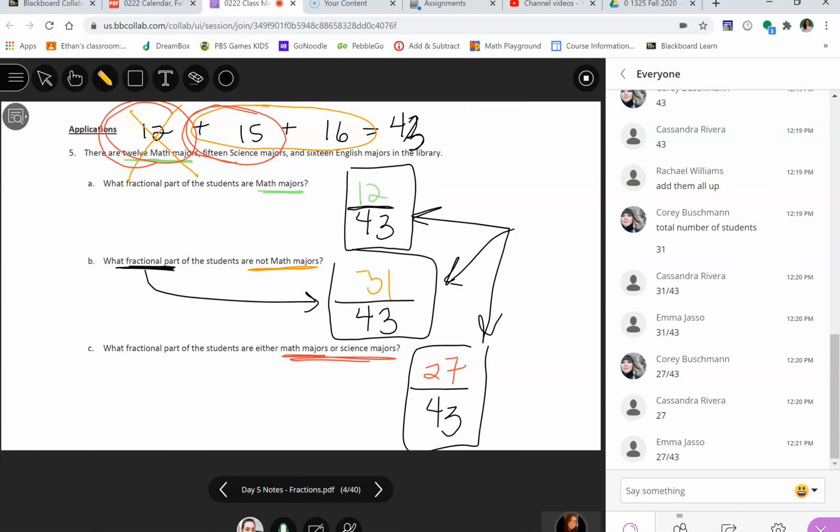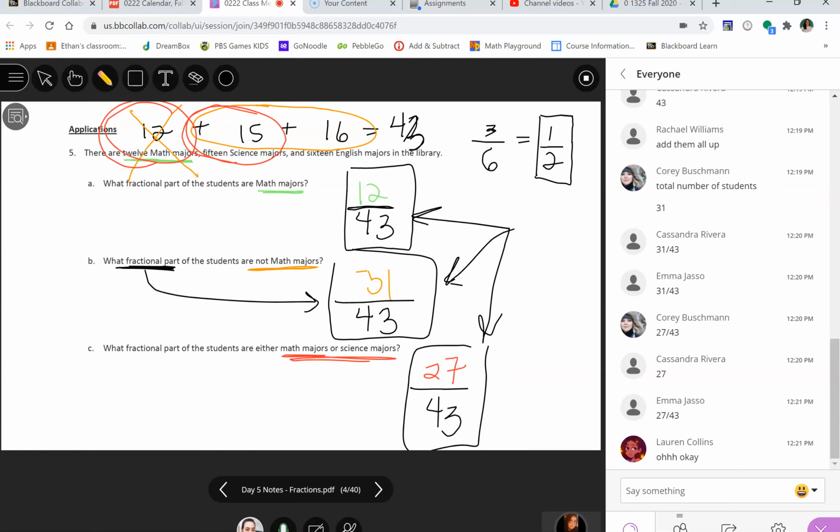Sometimes you'll type a fraction into MyMathLab. For example, if you type 3/6 into MyMathLab, it says your answer's correct, but in the wrong format or something annoying like that. That's because that could reduce to 1/2. Even if there were 3 out of 6 students, you would still have to put 1/2 into MyMathLab because it's programmed to reduce. So I just wanted to point that out now, but I'm going to show you how to do that on your calculator.